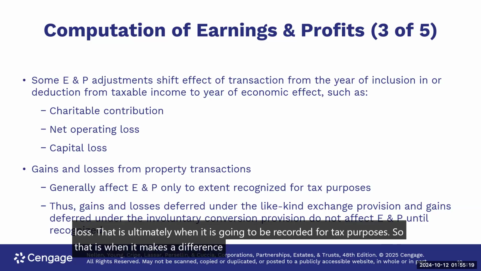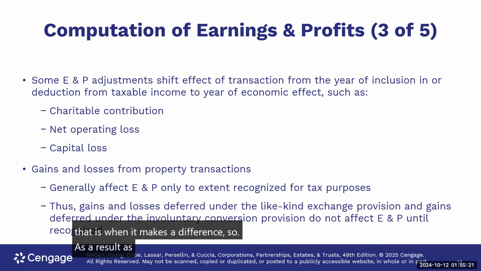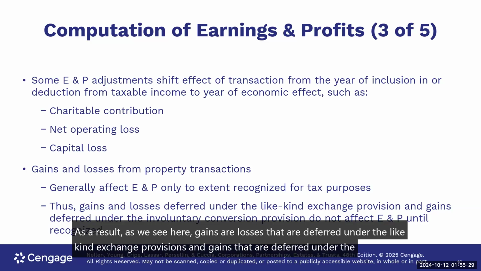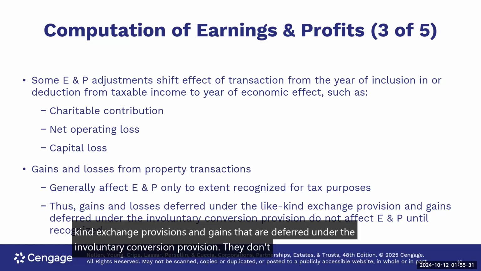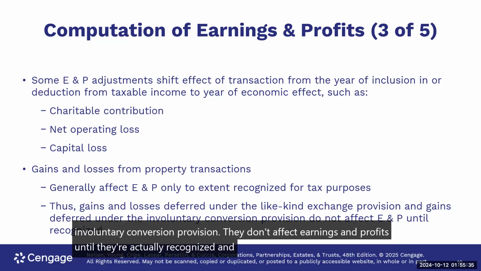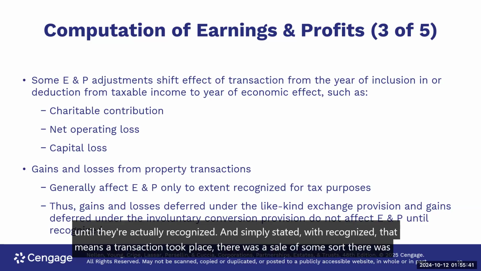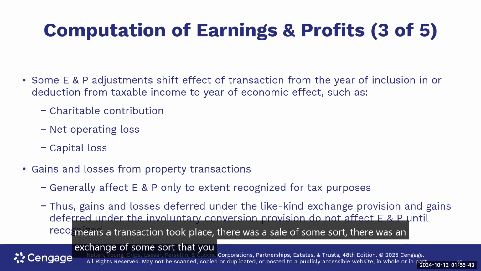As a result, as we see here, gains or losses that are deferred under the like-kind exchange provisions and gains that are deferred under the involuntary conversion provision don't affect earnings and profits until they're actually recognized. And simply stated, recognized means a transaction took place. There was a sale of some sort. There was an exchange of some sort that triggers a taxable event.